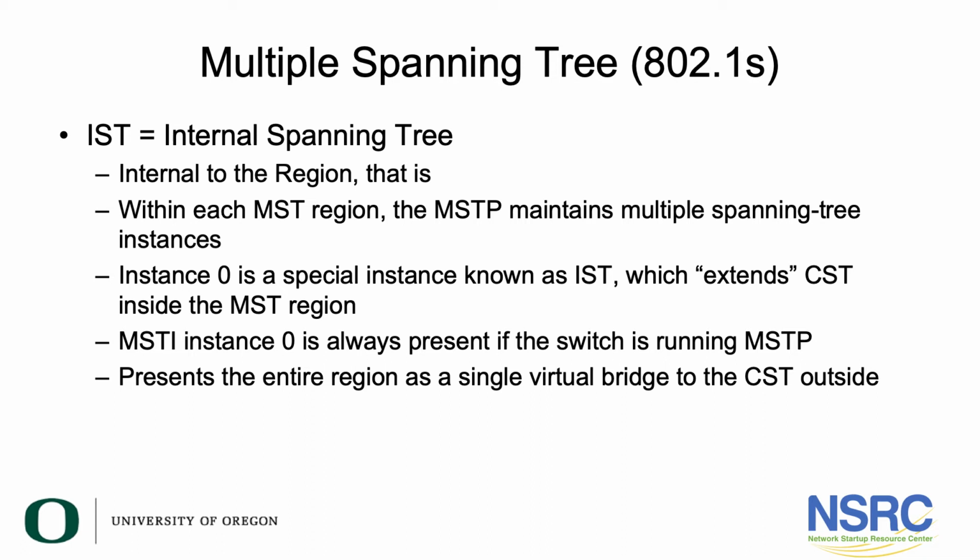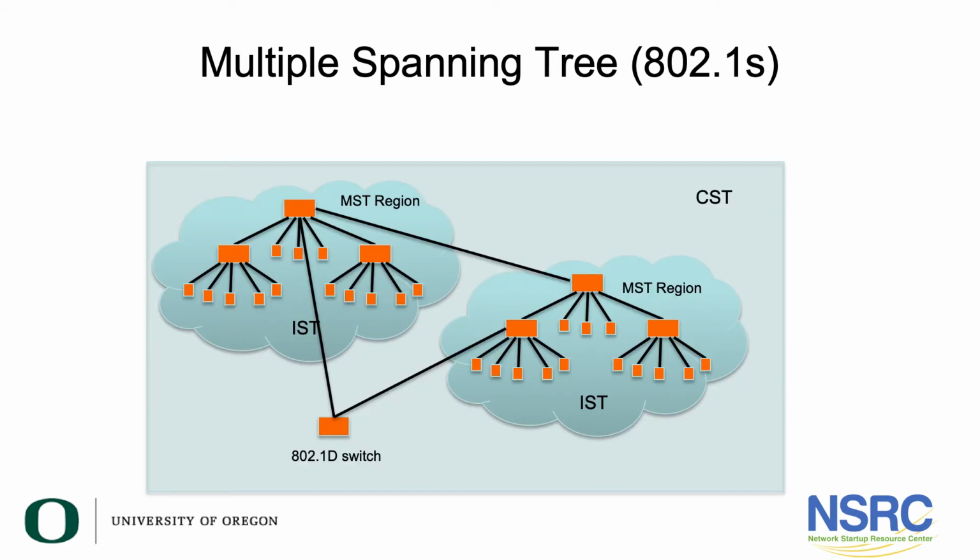It also has the side effect that it presents this entire region as a single virtual bridge to the CST outside. So inside you can see everything inside the CST, but outside the region you just see one bridge. This is a diagram that shows how this works. Outside is the common spanning tree, and in the common spanning tree there are just 3 bridges. There's the one at the bottom, and then the 2 regions are seen as individual bridges.